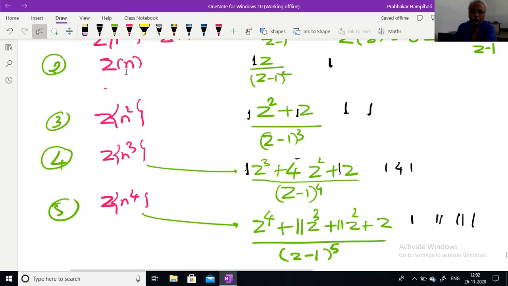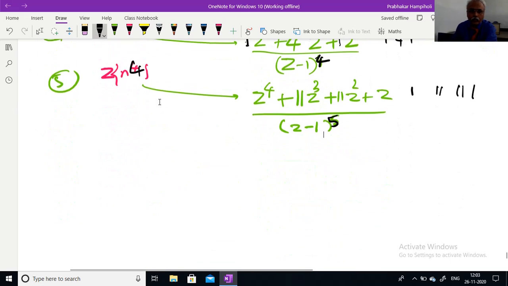Now looking at this, z transform of n, so coefficient is 1. If it is raised to 1, you will get power 2 here. If it is raised to 2, you will get power 3 here. If it is raised to 3, you will get power 4 here. So denominator no problem at all. Numerator, if it is a square, it starts from z square, goes on decreasing, but coefficients you know already, 1, 1. If it is 3, z cube, z square, z term, 1 4 1. If it is 4, 4, 3, 2, 1. So 1, 11, 11, 1. If you practice, you will remember.